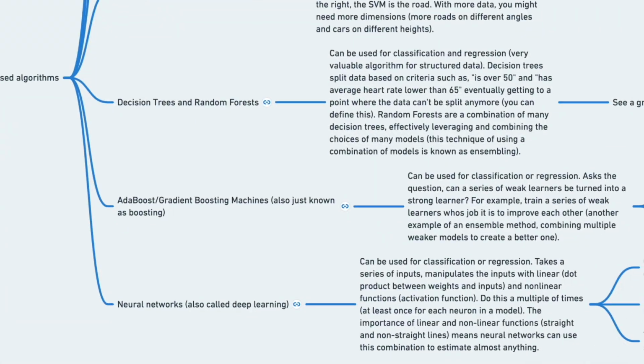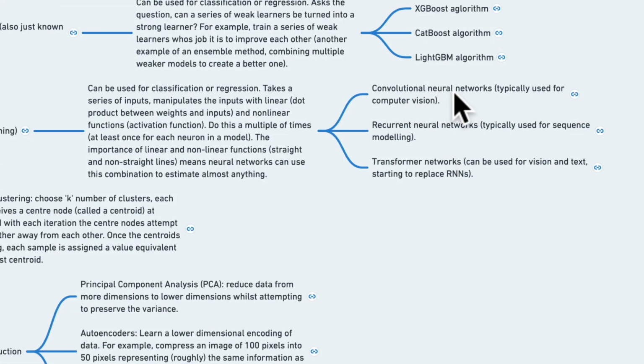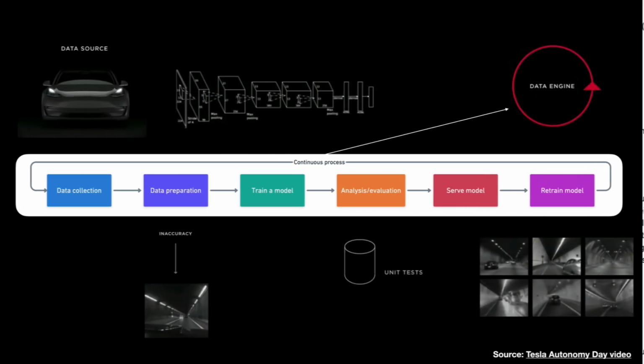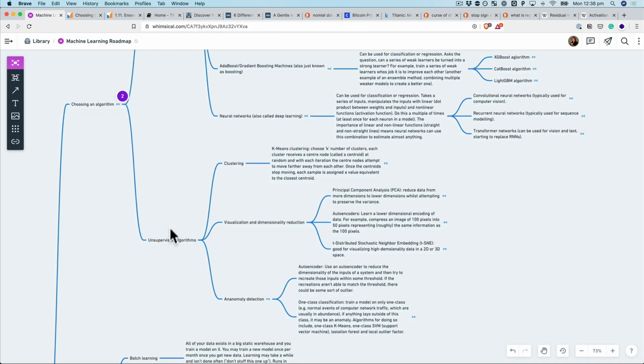So we've got other algorithms such as gradient boosting machines. We've got links to those. Different types of neural networks, such as convolutional neural networks, typically used for computer vision, which is something like this. A convolutional neural network actually has a max pooling layer there. Now, we're not diving too deep into what they are. This is a high-level overview. Then you've got other algorithms.